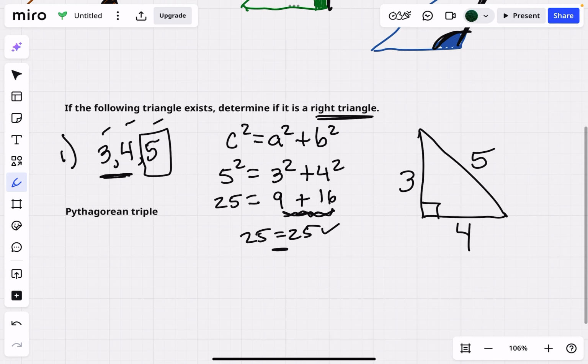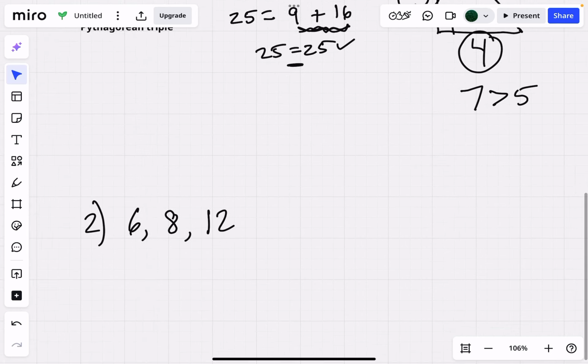Now, if they ever showed you something else, what you can do to test it, right? Your two smallest ones, the 3 and the 4 together make 7. 7 is greater than 5, so then this triangle is possible. It's possible, and we just proved that it is a right triangle. Let's see. Let's try another one.